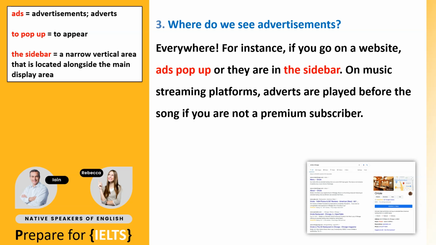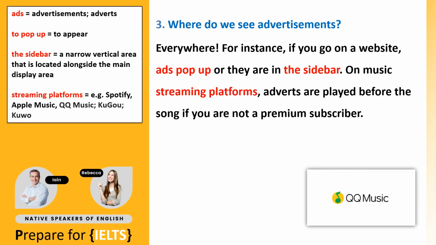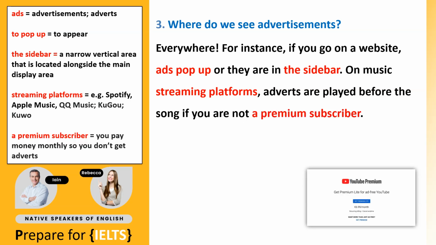The sidebar is the side of a website where you often see advertisements. The sidebar. Streaming platforms are things that play music or movies. Music streaming platforms, so things like Spotify, Apple Music, QQ Music, etc. Streaming platforms.